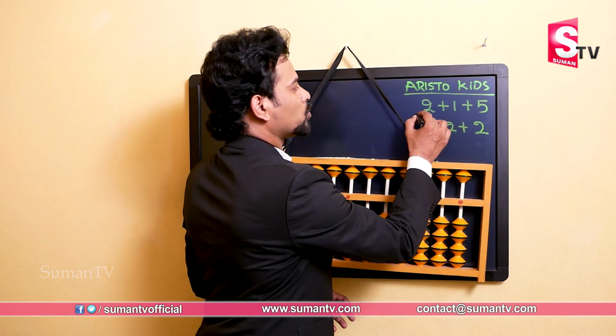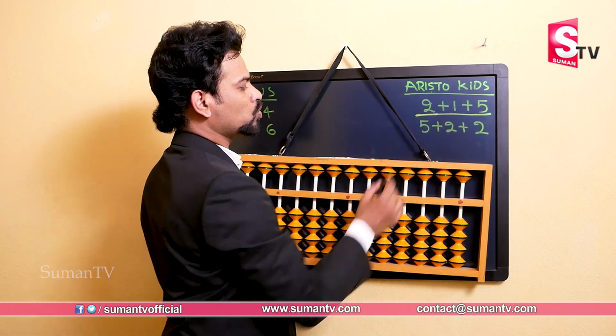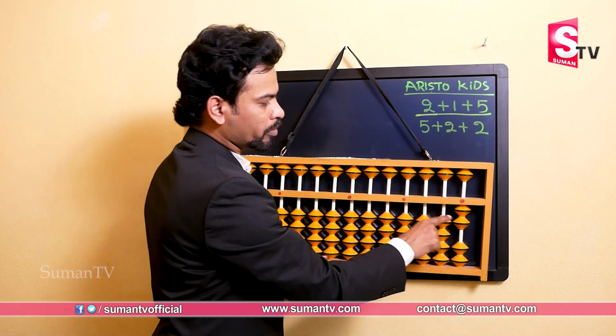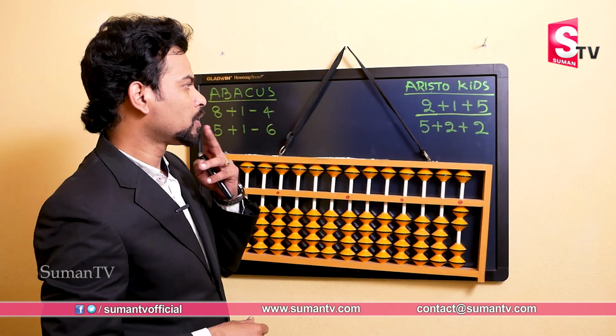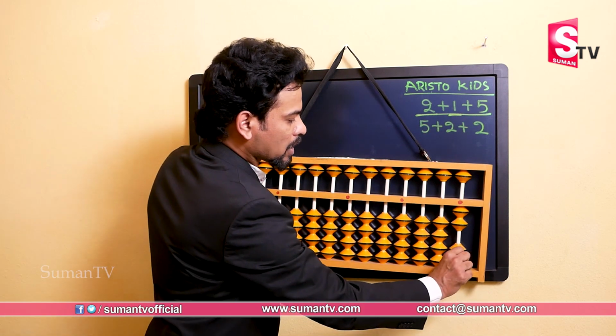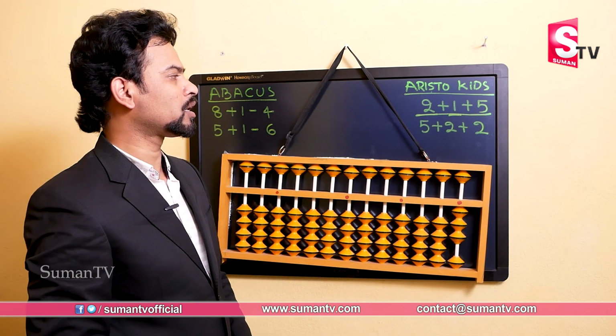Okay, let's take this question 2 plus 1 plus 5. So the first question is 2. So in thumb we will do plus 2. 2 bits at a time we will make it up. And then the next question is plus 1. So plus 1 means again 1 bit up. So now we got the answer 3.